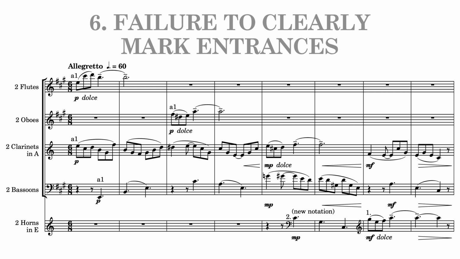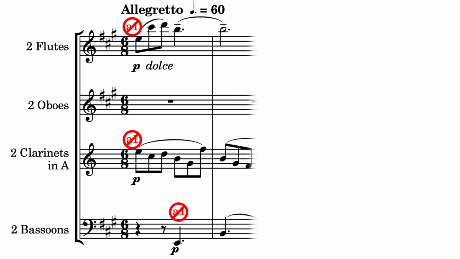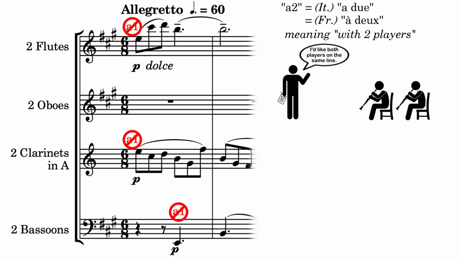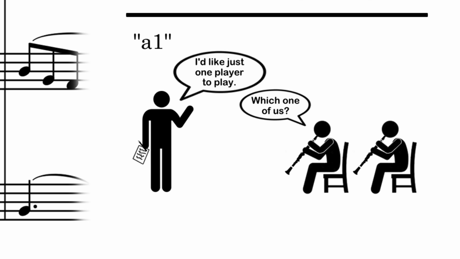Failure to clearly mark entrances. A mistake that I saw over and over in many orchestration challenge entries last year was the use of the marking A1. As I remarked back then, I'll repeat now, so hopefully I don't have to so much in the future, there is no A1. A2 is a marking telling the score reader that both available players are playing the same single line of music. When you write A1, you're just telling us that you want only one of those players to play. You're not telling us which player.